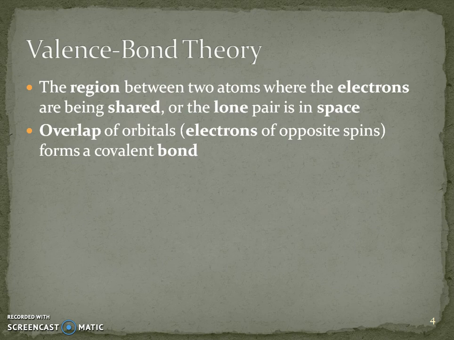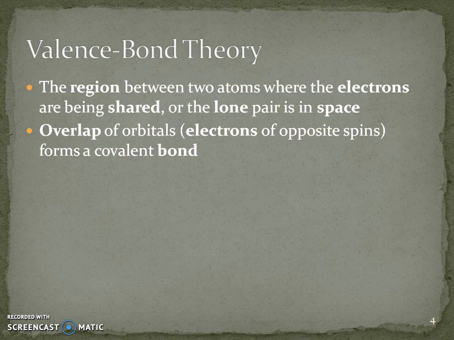So again, I suggest you pause, fill in the blanks, and then play to hear my words. Valence bond theory is really just the region between those atoms where those electrons are being shared. So the overlap of those orbitals: the overlap of the s-shape orbital, the overlap of the p-shape orbital, the overlap of an s and a p-shape orbital.